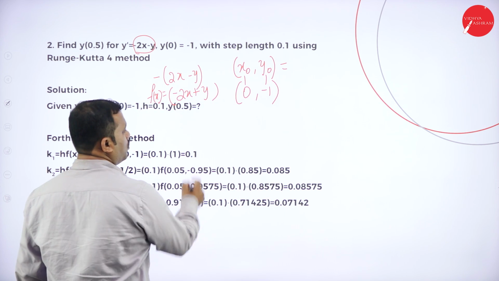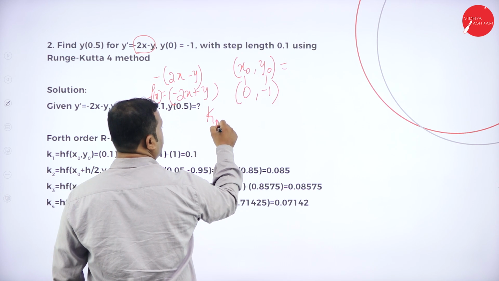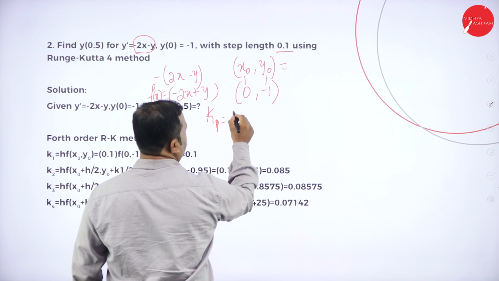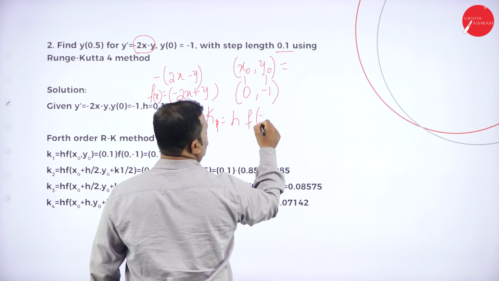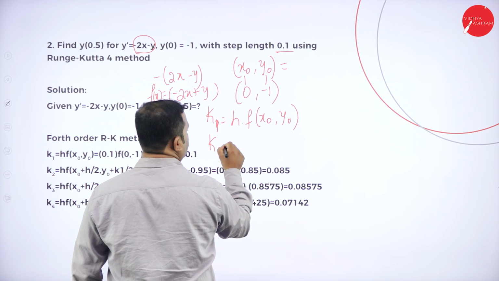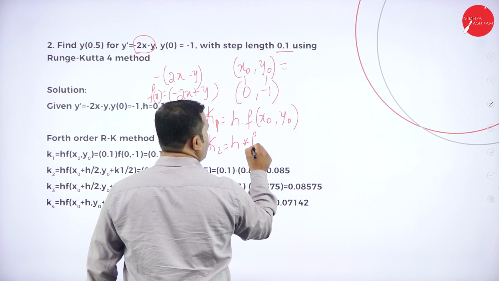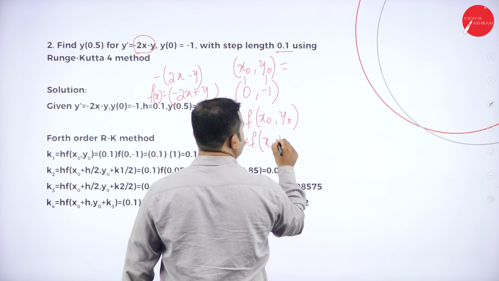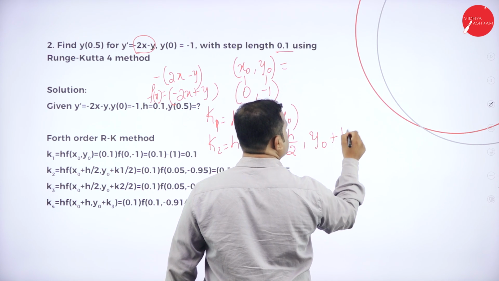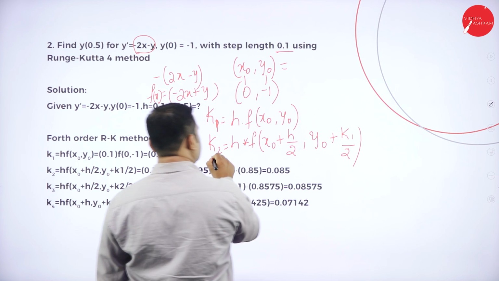What is the value of K1? K1 is equal to, step size equal to what? 0.1. K1 is equal to h into f of x0 comma y0. K2 is equal to h into f of x0 plus h by 2 comma y0 plus k1 by 2. This is the value of k2.